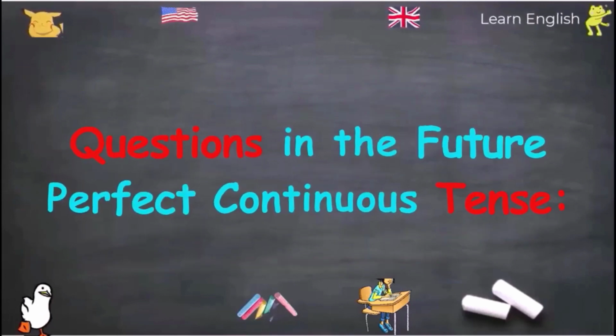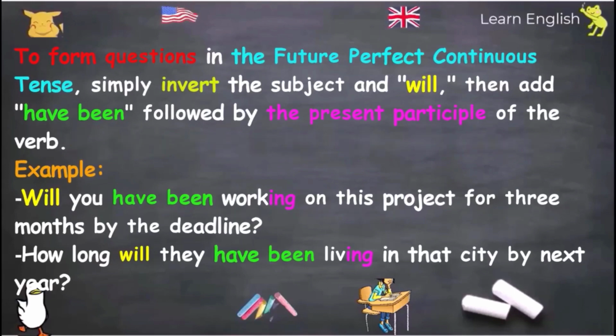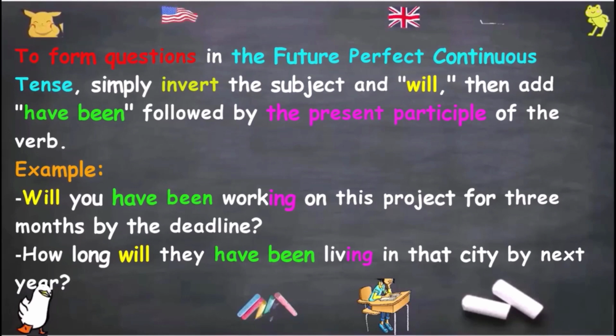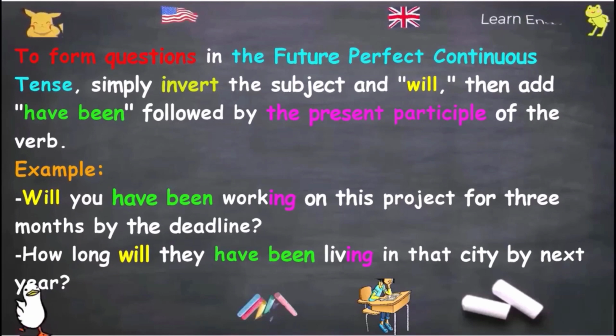Questions in the future perfect continuous tense. To form questions in the future perfect continuous tense, simply invert the subject and will, then add have been, followed by the present participle of the verb. Example: Will you have been working on this project for 3 months by the deadline? How long will they have been living in that city by next year?